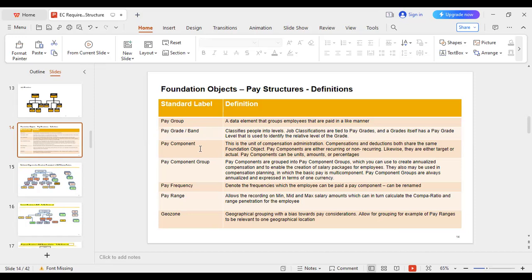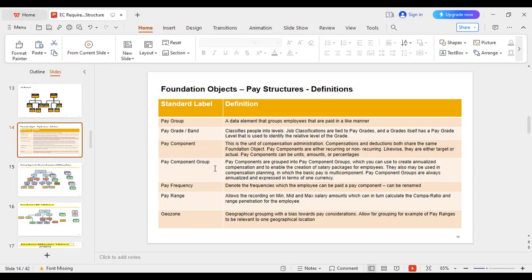Recurring means we are giving these components on a monthly basis, weekly basis, or hourly basis. Non-recurring means the one-time bonuses. It means the person is joining the company, so he will get the one-time bonus at the start or maybe at the end, after completing 1 year. So these are the bonuses in the non-recurring.